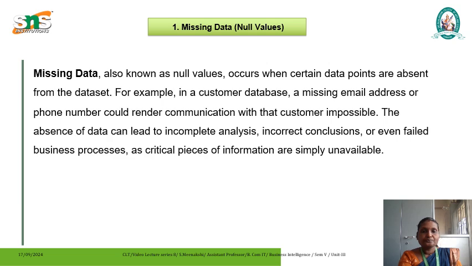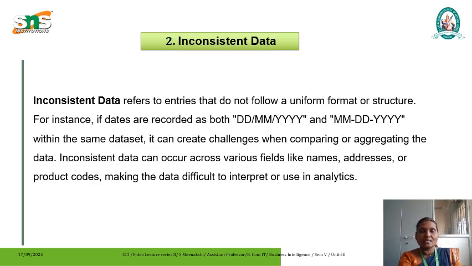The next kind of error is inconsistent data. This kind of error happens when you maintain records or data inconsistently. These entries do not follow a uniform format or structure. For instance, if dates are recorded as both day first and month first within the same data set, it can create challenges when comparing or aggregating the data.